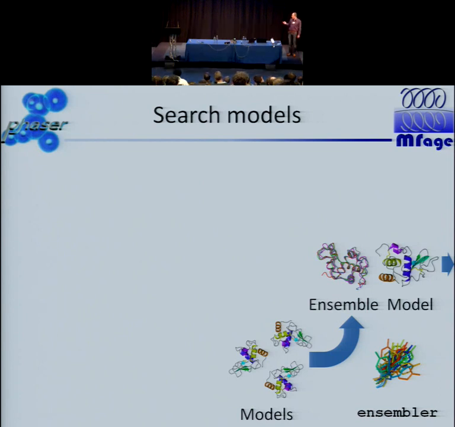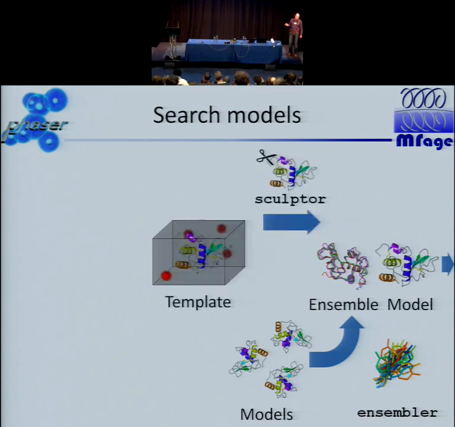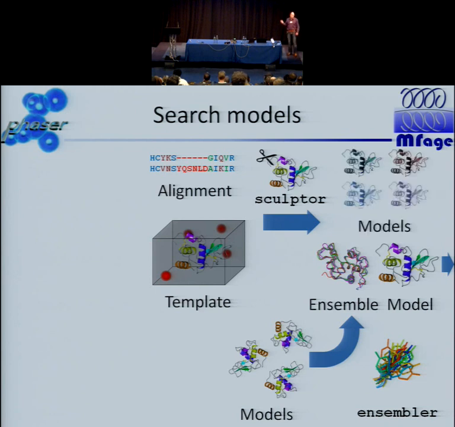Now, if you do not have any models, then you can specify a template, and the template normally comes with an alignment to your target sequence. Then there is a program, Sculptor, that will use these two pieces of information and put them together into normally a collection of models. There are several protocols in Sculptor that tweak the model slightly. It cuts the side chains in a slightly different way, and it weights the structure based on the sequence conservation.